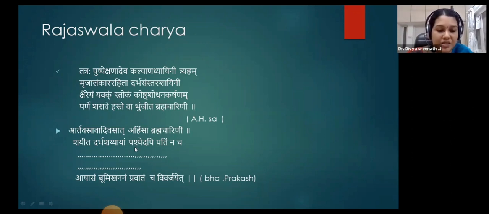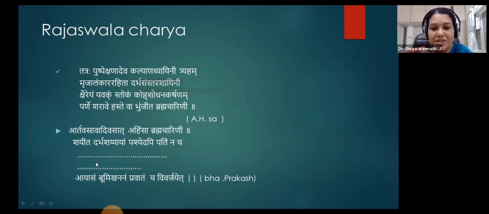In Bhavaprakasha, you can see Pashyet Patim Na Cha. She should not even see her husband, like that it is mentioned. So Artava Srava Divase Ahimsa, Ahimsa Brahmacharini. She should be in a calm nature, like that it's mentioned. Ayasam also is contraindicated. Ayasam, physical exertion, because she's in a bleeding phase. Maybe there is a possibility of getting anemia. So exertion should be avoided, and also to prevent heavy flow.